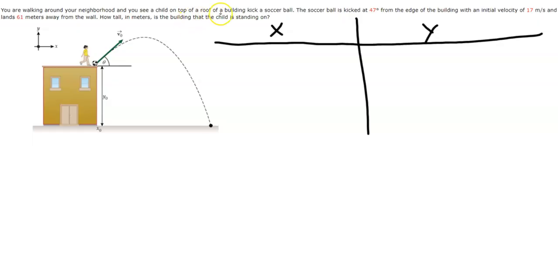So let's look at the information they give you. The soccer ball is kicked at 47 degrees from the edge of the building at an initial velocity of 17 meters per second, and that means that velocity will have x and y components initially. The vertical component would be 17 sine of theta, and the horizontal component would be 17 cosine of theta.